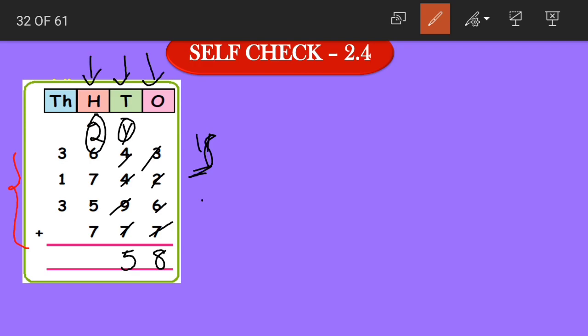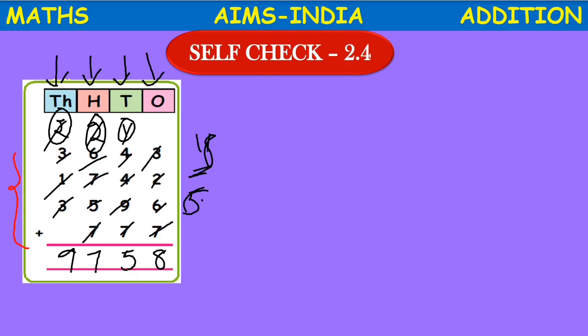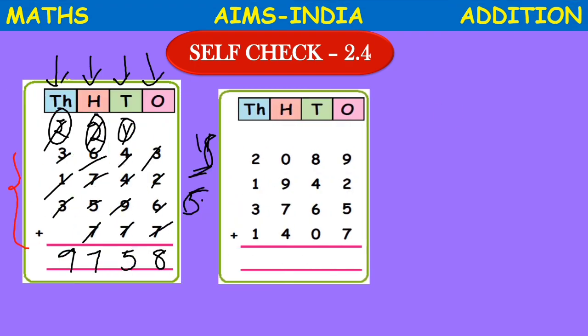In the hundreds place we have 2 plus 6, 8. 8 plus 7, 15. 15 plus 5, 20. 20 plus 7, 27. So 7 here and 2 carried. In the thousands place we have 2 plus 3, 5. 5 plus 1, 6. 6 plus 3, 9. So 9758 is our answer here.